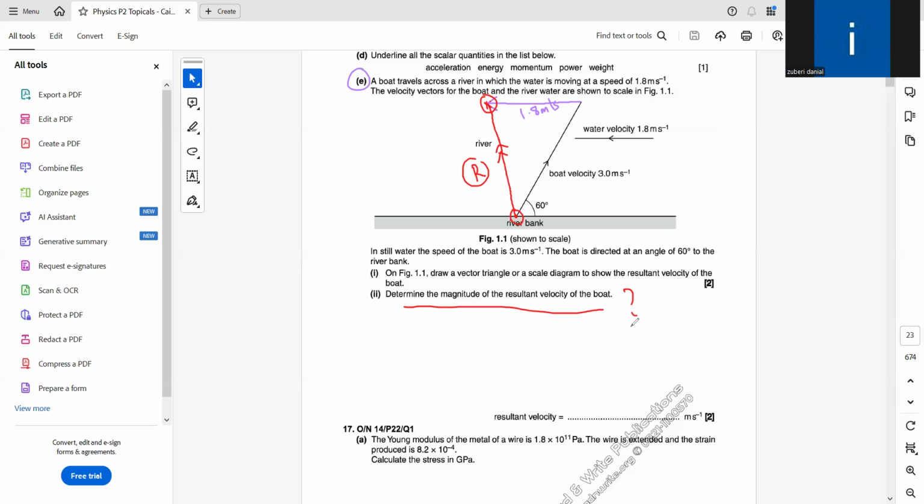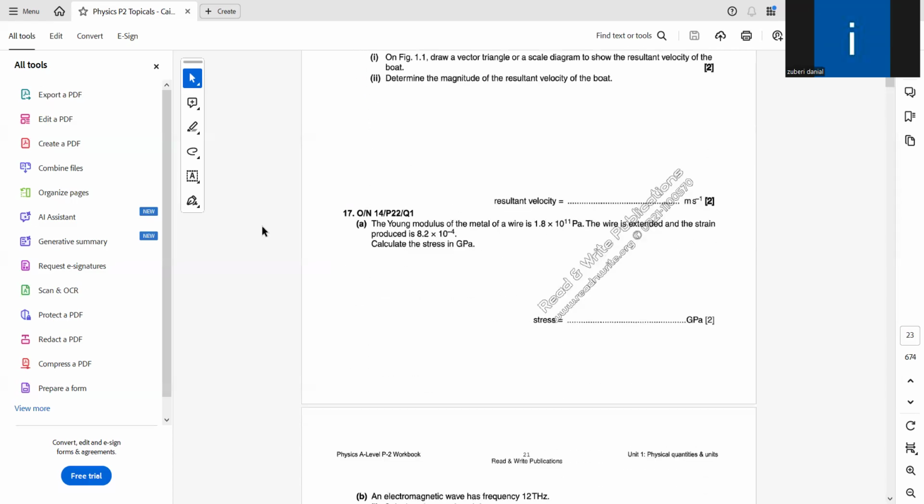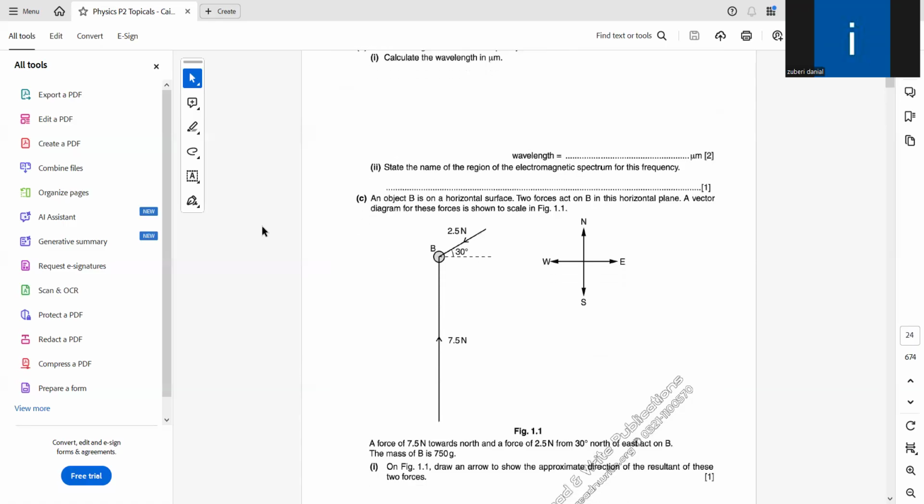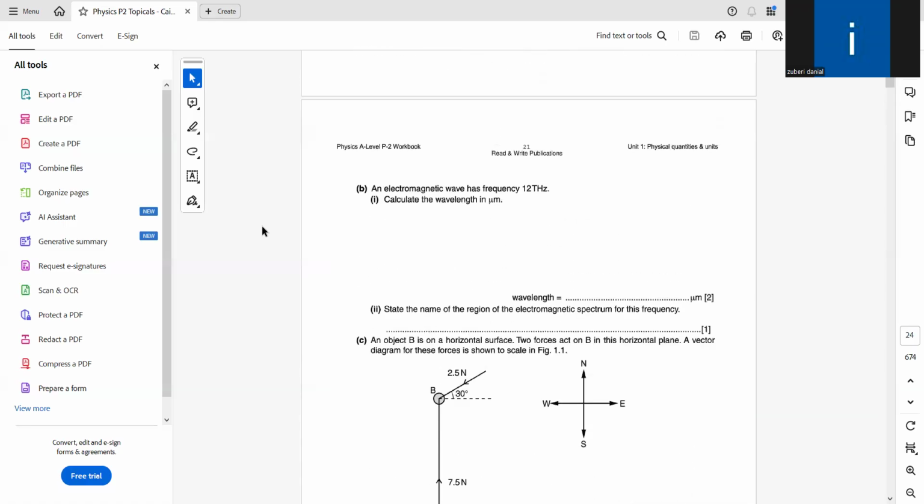So his answer is 2.6. The final answer for the resultant velocity is 2.6 meters. So how do you find these questions? Easy, difficult? Easy. Yes.